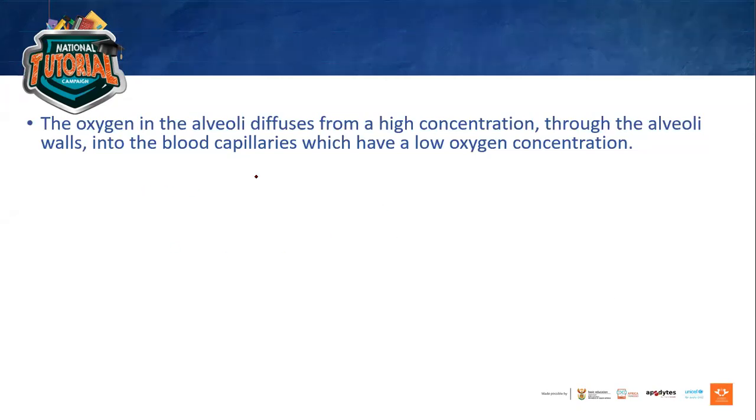So the oxygen in the alveoli will diffuse. Remember, diffusion is a process whereby there is a movement from a high concentration to a low concentration. So the oxygen will move from the alveoli, which is the site of high concentration of air, through the alveoli walls into the blood capillaries. At this instance, the blood capillaries have a low concentration of oxygen. So diffusion is the movement of that gas from a high concentration to a region of low concentration.